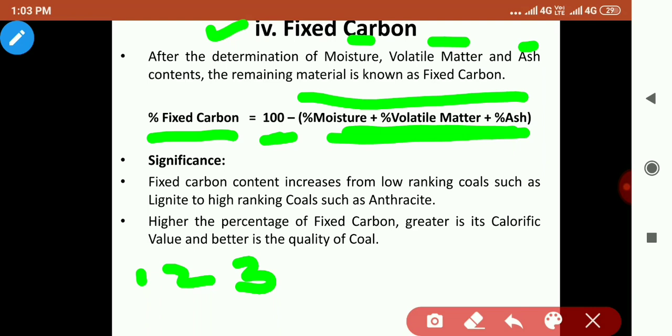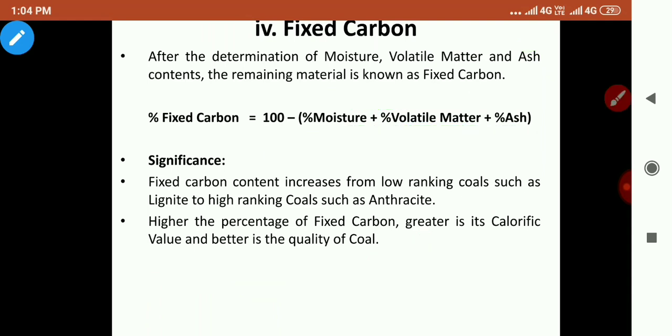And the significance is that fixed carbon content increases from low ranking coals to high ranking coals, like from wood and peat to anthracite. Because you know that from low ranking coal to high ranking coal, the carbon content always increases. So as the fixed carbon content increases, its calorific value will increase, and accordingly we can classify or categorize it as a high ranking coal. So higher the percentage of fixed carbon, greater is its calorific value and better is the quality of coal.